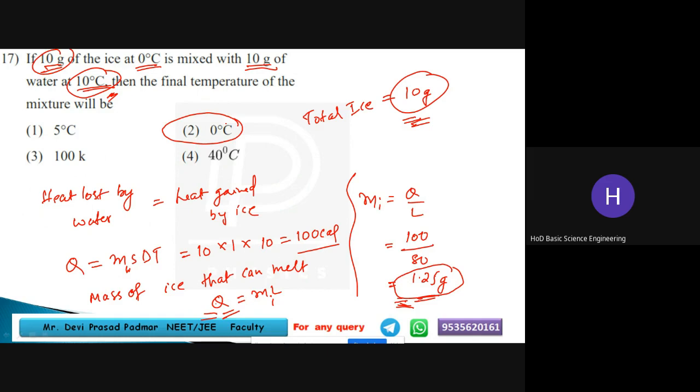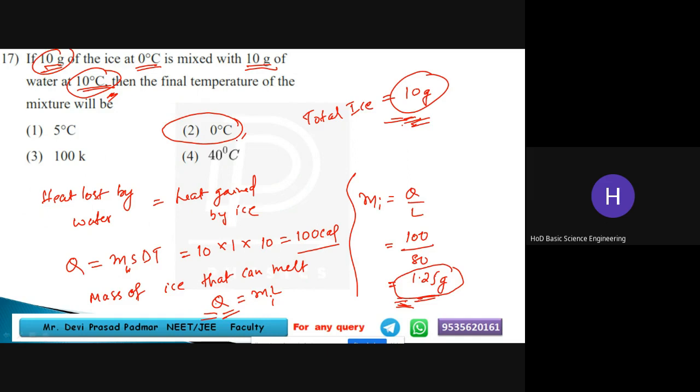When will the temperature of that mixture increase? If that water has more heat than the heat required to melt this ice. Correct, no? If that hot water has more heat than the heat required to melt the complete ice, then only after complete melting will the temperature of the mixture rise.